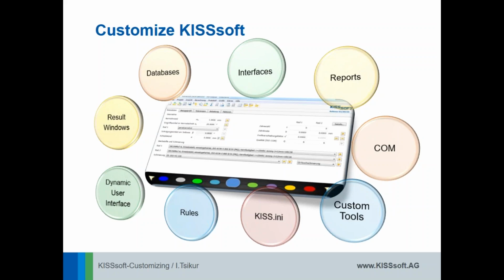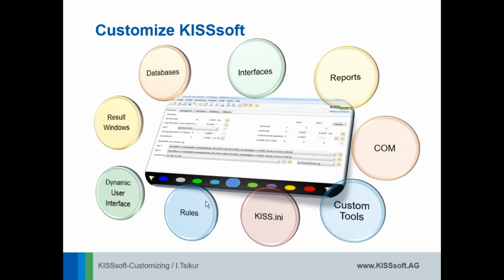Then maybe also something new, the dynamic user interface. This allows you basically to change the whole KISSsoft interface. What you can see here is an example of a cylindrical gear module. You can even add your own entries, something like material testing, for example, but you can also, for example, set the quality to be always 7 and make these fields non-editable.